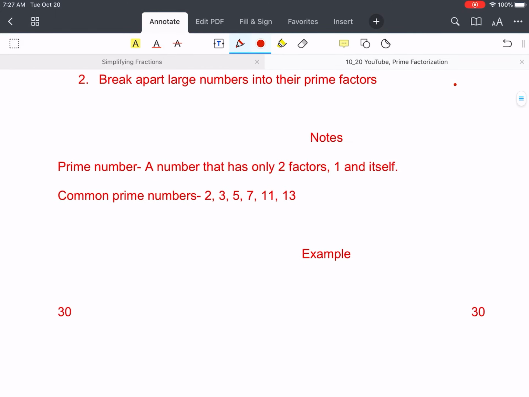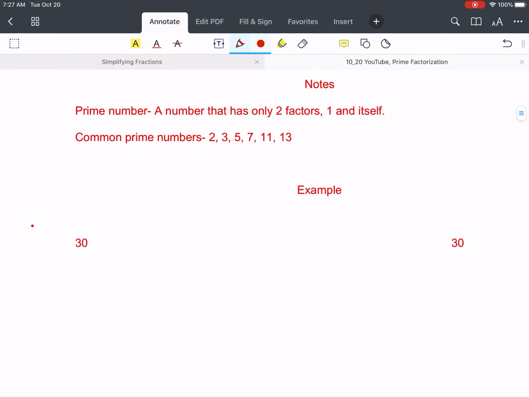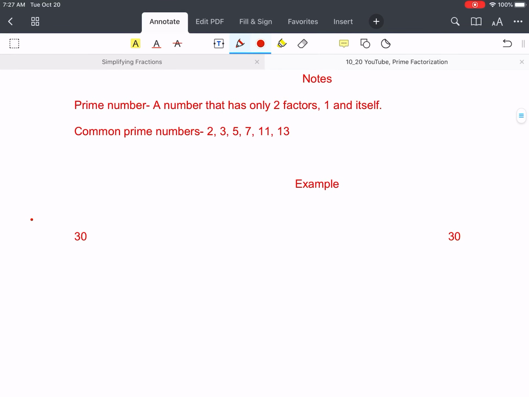So we have an example, and I'm going to do this example problem twice because I'm going to show that there are multiple different ways you can do a lot of these problems, but we're still going to end up with the correct answer. So I am going to make what we call factor trees. And what we're going to do is start breaking apart our big number, which in this case is 30, until we get to their prime factors.